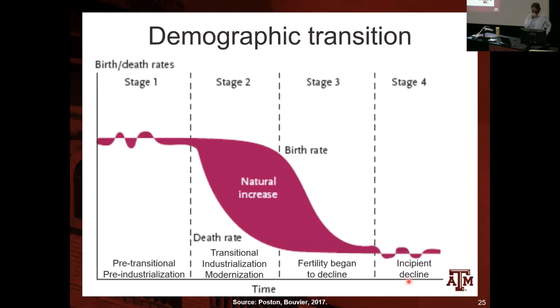And this is the same graph as we saw before. Stage 1, high levels of mortality and fertility, they call the pre-transition, pre-industrialization stage. And then you get into the transitional industrialization and modernization stage in which mortality declines a lot and you have a lot of population growth. Fertility starts to decline in stage 3. And then here you see some negative growth, positive growth. This stage is called the incipient decline stage, which is being experienced by more developed countries in our society.